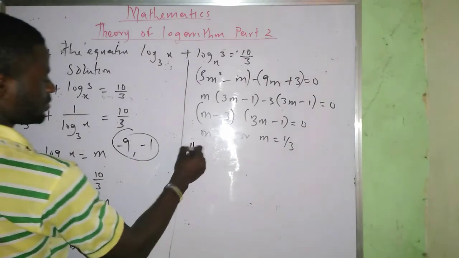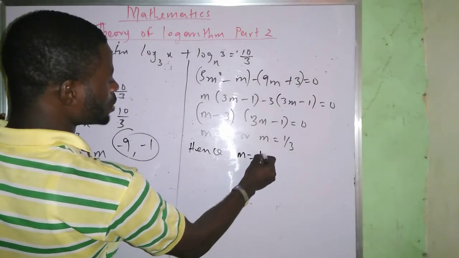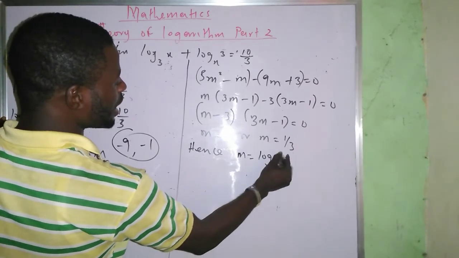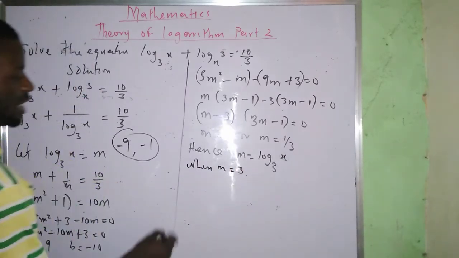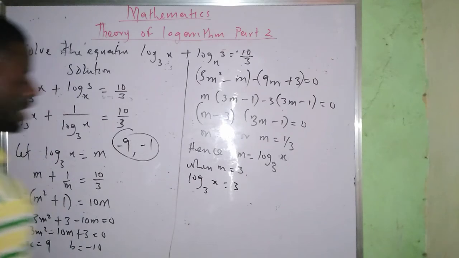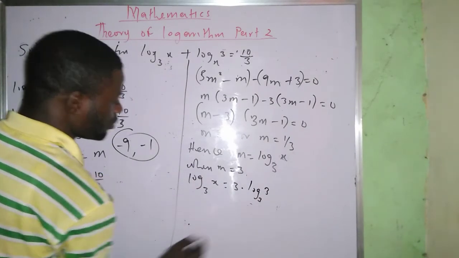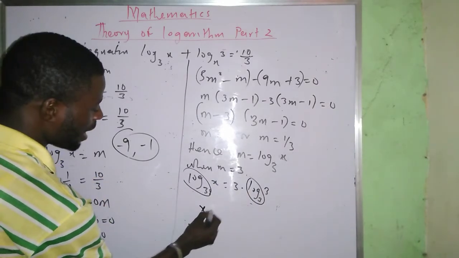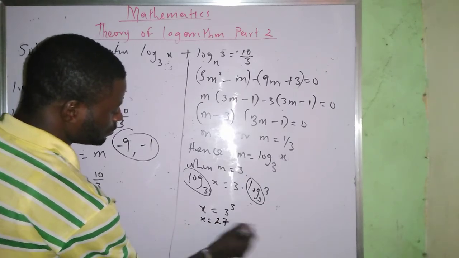Therefore, you now say that hence my m equals log₃ x. When m equals 3, it means I'll be having log₃ x equals 3. Now, the same way, multiply this by log 3. Since this and this are equal, it means my x equals 3 raised to power 3, which is equal to my x equals 27.